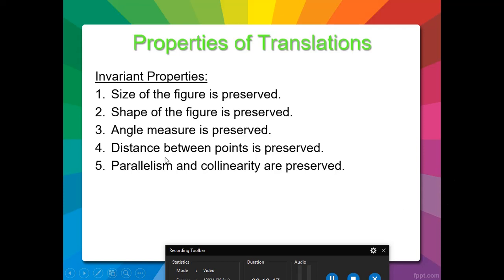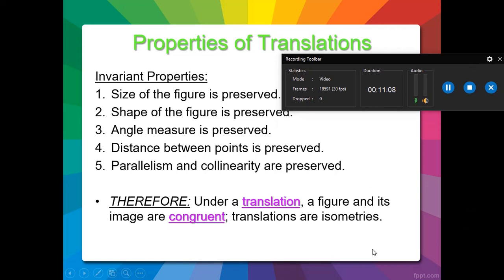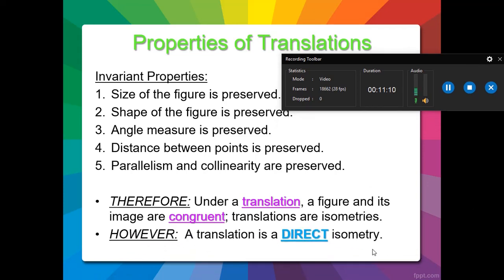So since all of these properties remain unchanged, we can conclude that when you perform a translation, the pre-image and the image are congruent. So a translation will be classified as an isometry, which is a rigid motion. Basically, I grabbed it and I slid it to a new location. Thinking about all the diagrams that we did in these notes, when I grab it and slide it to a new location, the figure is facing the same direction, and all the ordered pairs or the labels on the vertices should be going in the same order as well. So this will make it a direct isometry. We are maintaining its orientation.